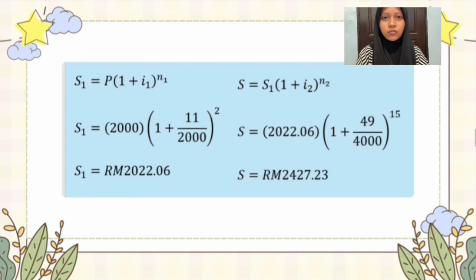After that, we need to find S, which means we need to use the formula S equals S1 open bracket 1 plus I2 close bracket to the power of N2. Next, S equals 2,022 ringgit 6 cents open bracket 1 plus 49 over 4,000 close bracket to the power of 50. S equals 2,427 ringgit and 23 cents.